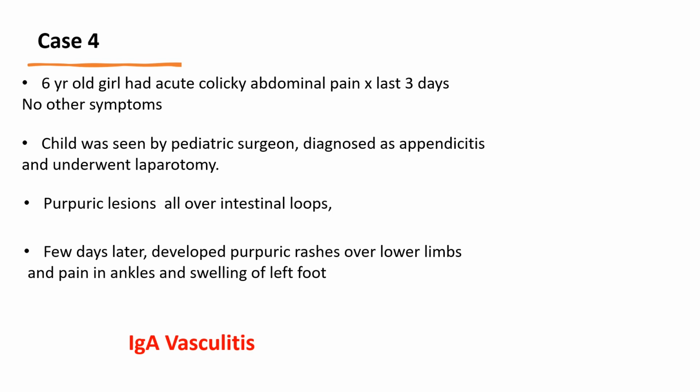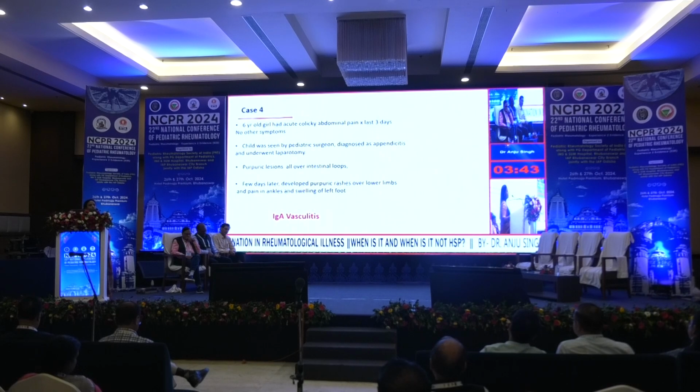This is a 6-year-old girl who had acute colicky abdominal pain for the last 3 days. The child was seen by a pediatric surgeon who diagnosed appendicitis, and she underwent laparotomy. But on doing laparotomy, they found only purpuric lesions all over the intestinal loops, and a few days later, this child developed purpuric rashes over the lower limb and arthralgia.